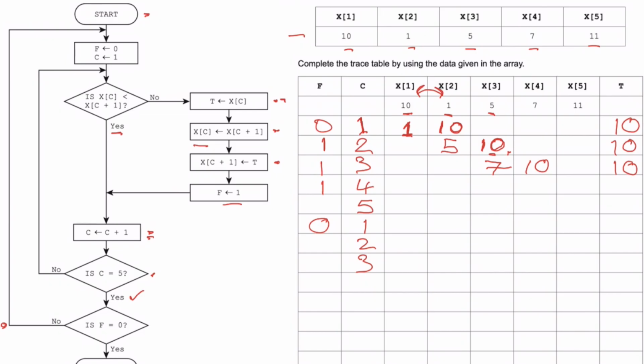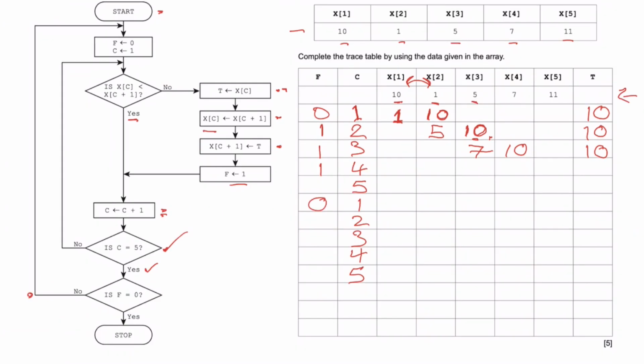Position 3, 7. Is 7 less than 10? Yes, it is. So C is assigned the value 4. Does it equal 5? No, it doesn't. Let's go back round again. Is position 4, 10, less than 11? Well, yes, it is. So let's put 5 in there. It looks like 1, 5, 7, 10, and 11 are all in order. C now becomes 5. Is C equal to 5? Yes, it is. Is F equaling 0? Well, yes, it is. So therefore, the algorithm stops.